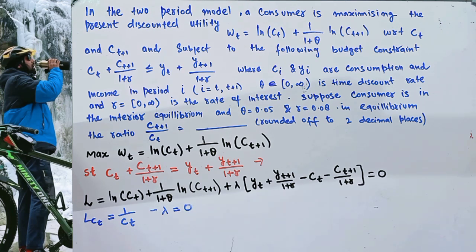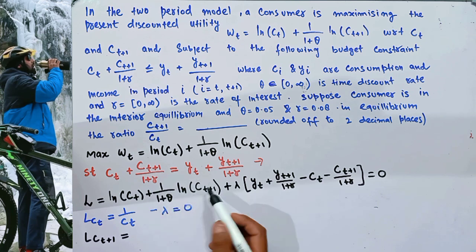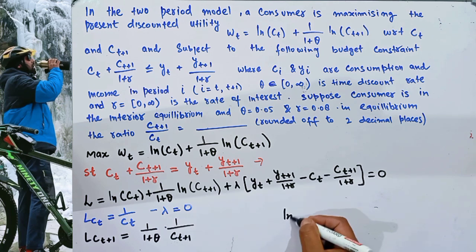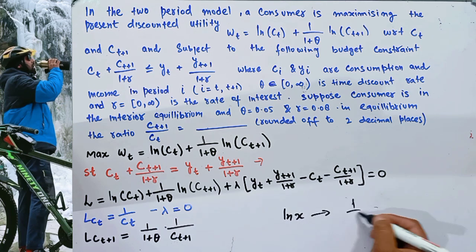Symmetrically we take the partial derivative with respect to C_{T+1}, that means partially differentiating this function with respect to future consumption. No C_{T+1} is involved in the first term, so its derivative will be equal to 0. Now the derivative of 1 divided by 1 plus theta times ln of C_{T+1} will be 1 divided by 1 plus theta times 1 divided by C_{T+1}. Simple. If we have ln of x, its derivative is simply 1 upon x, so in place of x we have C_{T+1}.